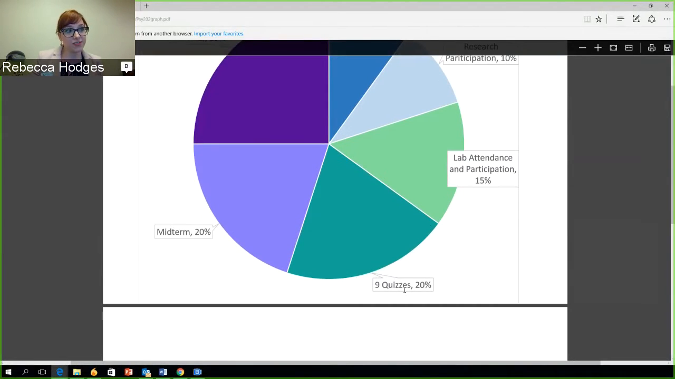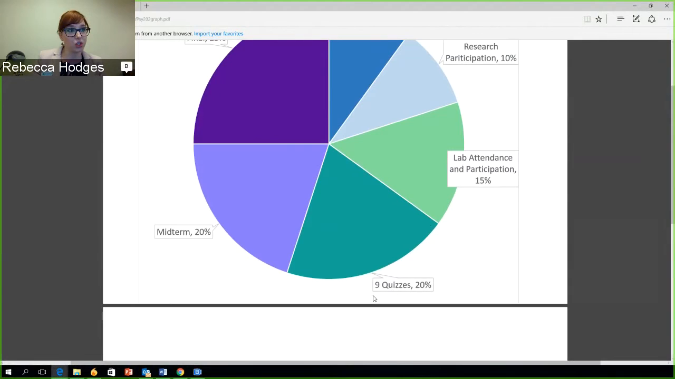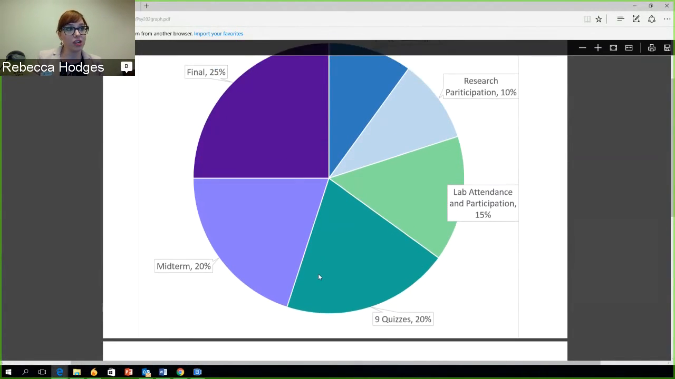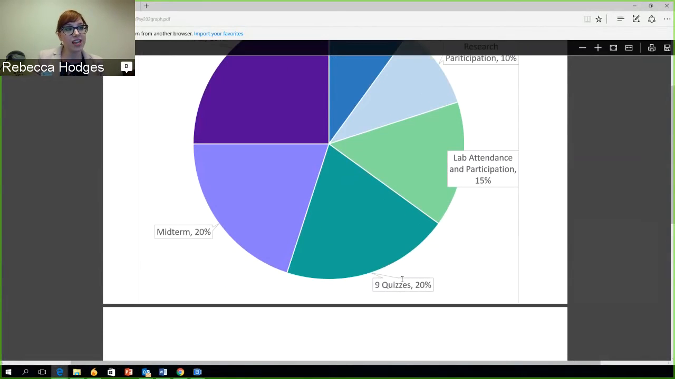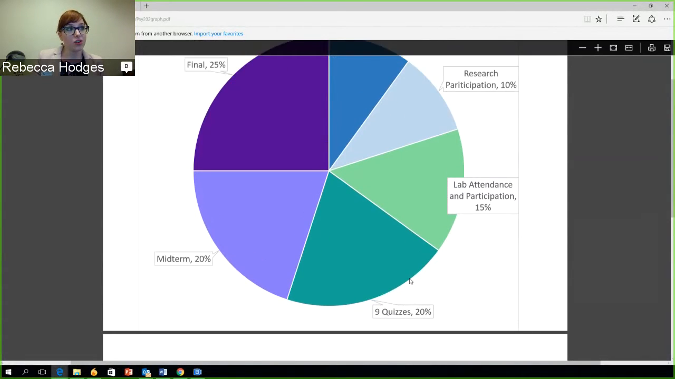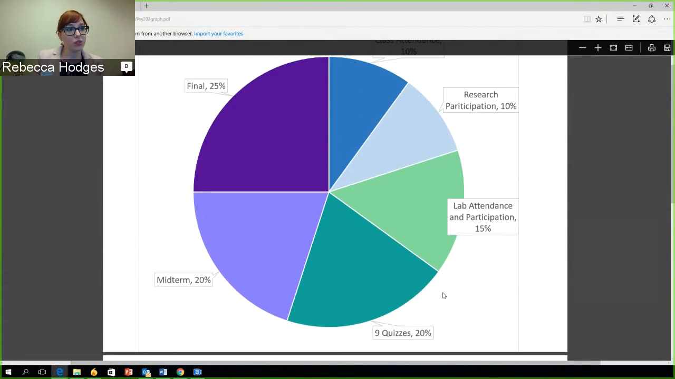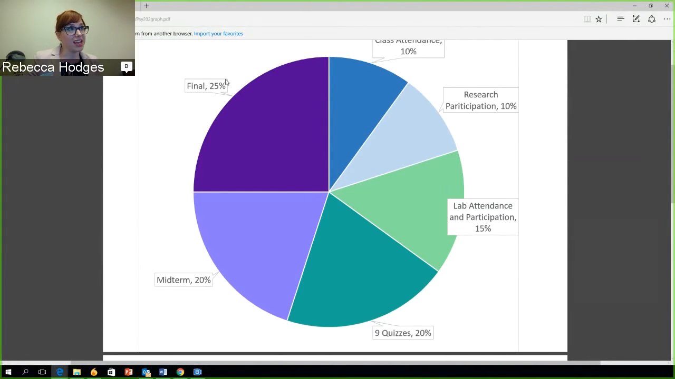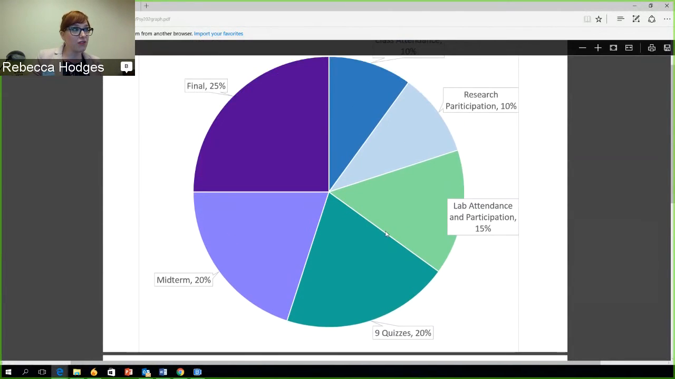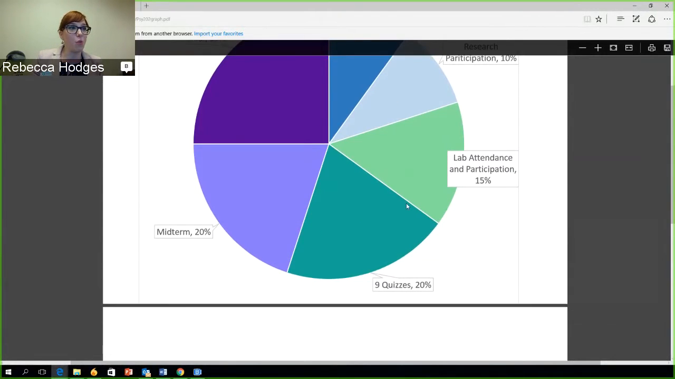The quizzes, for example, the 9 quizzes that you would take for Psychology 202 are worth 20% overall, so a pretty large portion, but there's 9 quizzes that you take. So for example, if you missed 1 or 2 quizzes, that's not going to be worth as much as the final or midterm. Therefore, making sure that you're succeeding in the midterm and final is going to be more important than just succeeding in 1 quiz.